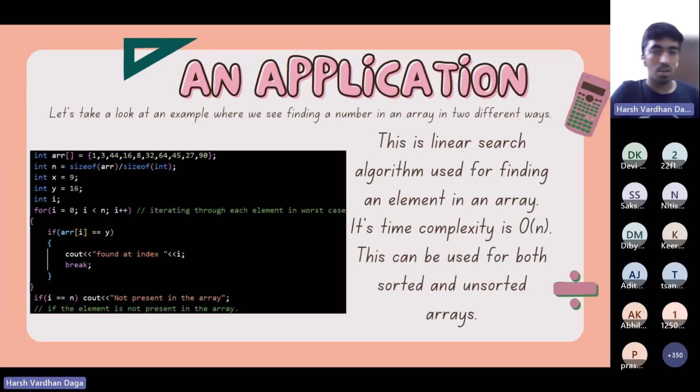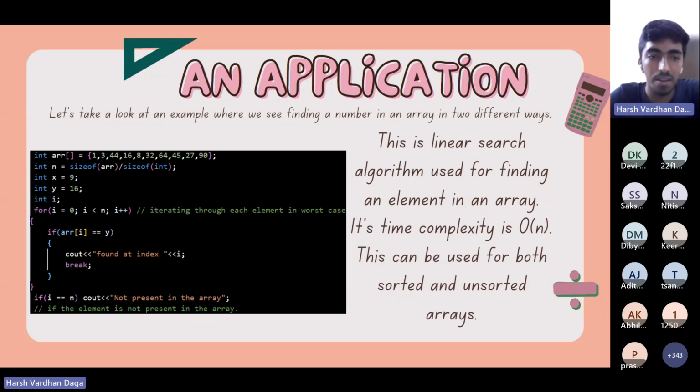So let's have a quick look at the application of time complexity, where we see an example where we need to find a particular number in an array. So have a look at two cases. In the first case, you are doing linear search. What is meant by linear search is that it's an algorithm which is used to find an element in the array when you are iterating from the first index till the end.